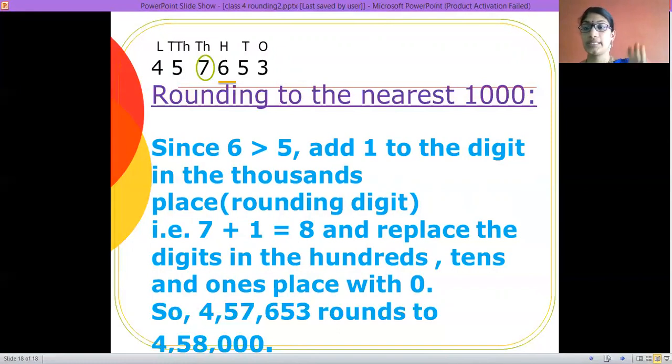Now, when we are rounding to the nearest 100, we'll identify the rounding digit again. What is our rounding digit now? Yes, the digit in the hundreds place. Now, we'll not do anything to that. We'll move towards the right hand side again, to the digit in the tens place. If that tens digit is less than 5, we'll not change anything in our rounding digit. We'll just replace the tens and ones places with 0. But if that digit is 5 or more than 5, we add 1 to our rounding digit. And again, we'll replace the tens and ones places with zeros.